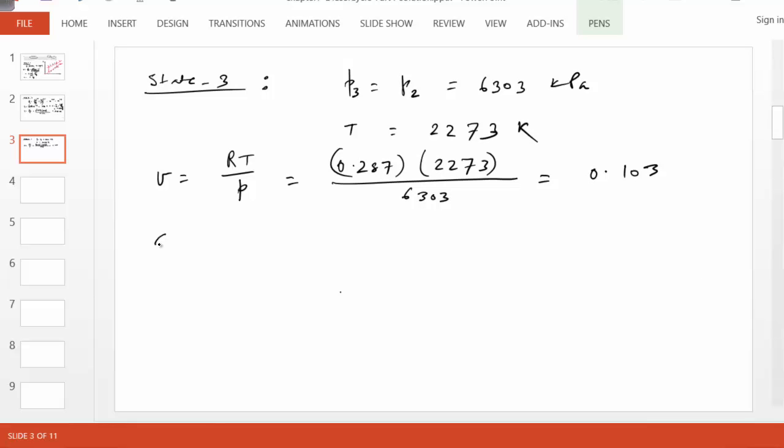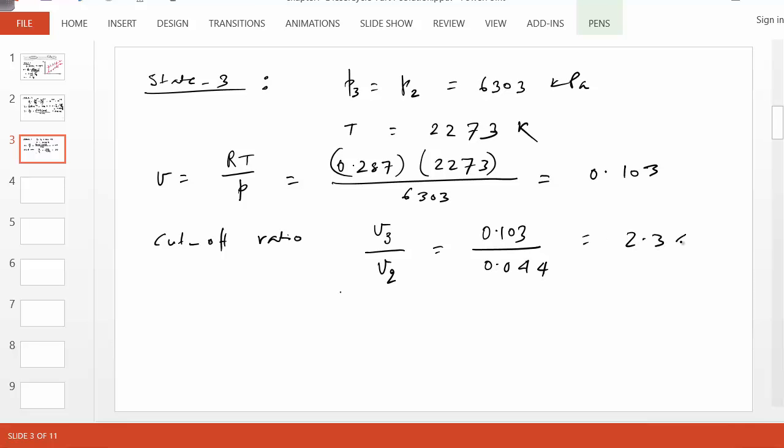Suppose one of the questions is to find the cutoff ratio. So what is the cutoff ratio? Recall, cutoff ratio is simply the volume at the end of heat addition, after the fuel is sprayed, divided by the initial volume, which is V2. Initial meaning after the isentropic compression, the volume is V2. That's when the fueling starts. V3 is when the fueling ends, heat addition ends. So V3 is 0.103 and V2 is 0.044, and that gives us a cutoff ratio of 2.34. So rc equals 2.34.